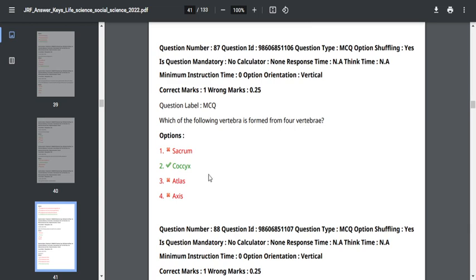Next, which of the following vertebrae is formed from 4 vertebrae? It is ultimately the coccyx. It is a tailbone, a triangular structure present at the bottom of the spine. It is made up of a fusion of 4 vertebrae.